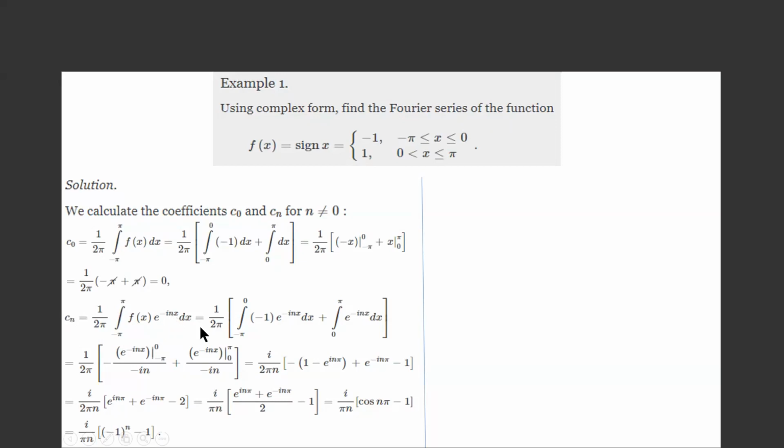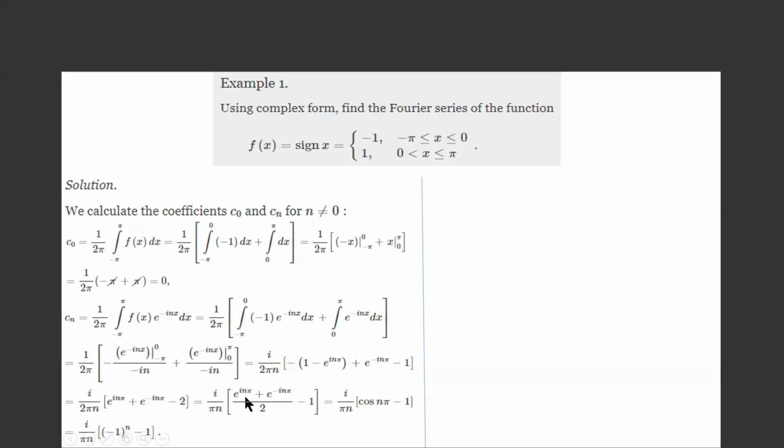The integration of this one is easy because this is my function. How to integrate the exponential function? You will have the same exponential function divided by the derivative of the power with respect to x, which is minus i n, plus the integration of this one, which is the same exponential function divided by the derivative of the power, so it's minus i n. Now I'm going to substitute by the upper bound and lower bound for each one of these. Okay, so I end up with this.